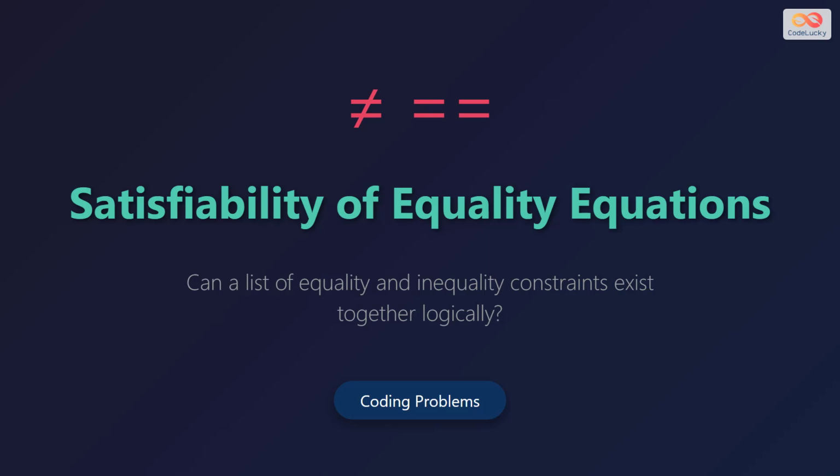Today, we are tackling the satisfiability of equality equations. This is a classic problem that tests your ability to model logical relationships using graph theory. It asks a simple but tricky question. Can a given list of equality and inequality constraints exist together without contradiction?